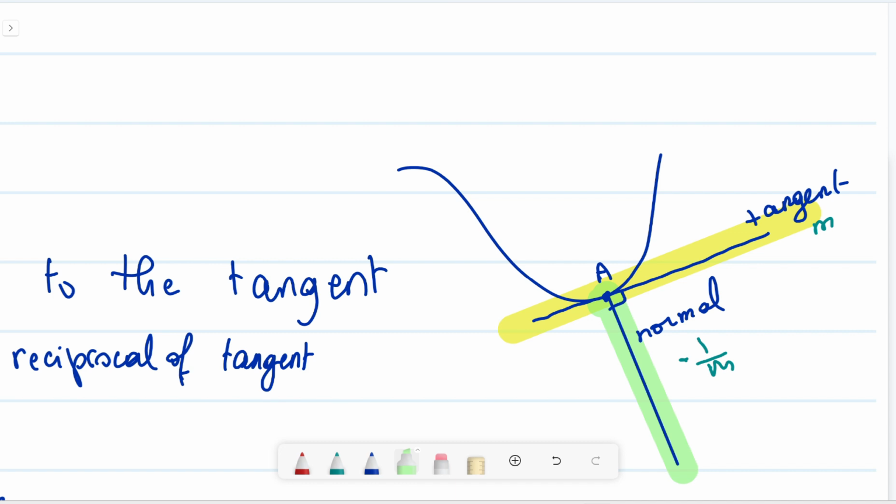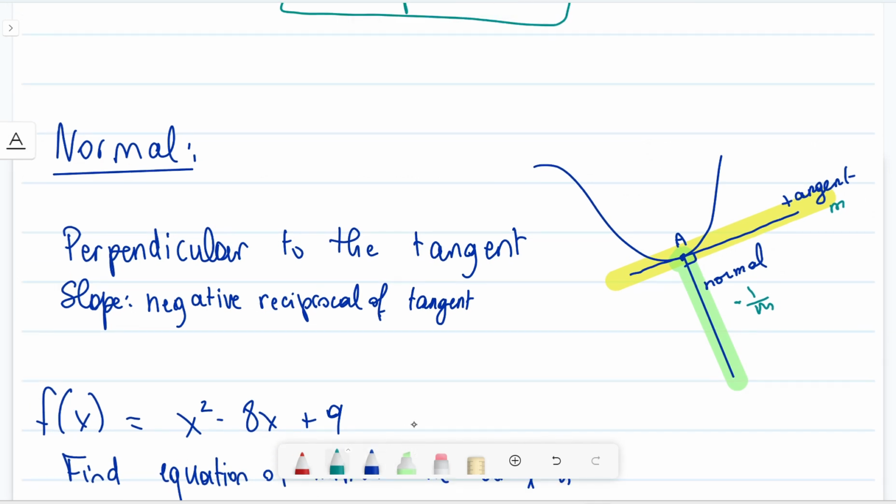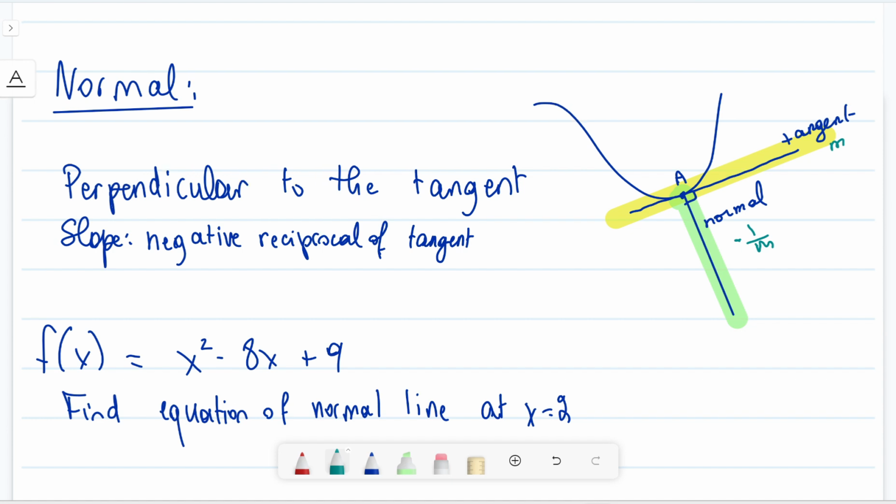If the slope of the tangent is m, to find the slope of the normal, because the normal is perpendicular to the tangent, we have to take the negative reciprocal. First we put a negative sign and then we take the reciprocal. Reciprocal means flipping the numerator and the denominator. So the slope of the normal would be -1 over m, which I wrote right here. Now let's say we have the function f of x equals x squared minus 8x plus 9. Let us find the equation of the normal line at x equals 2.